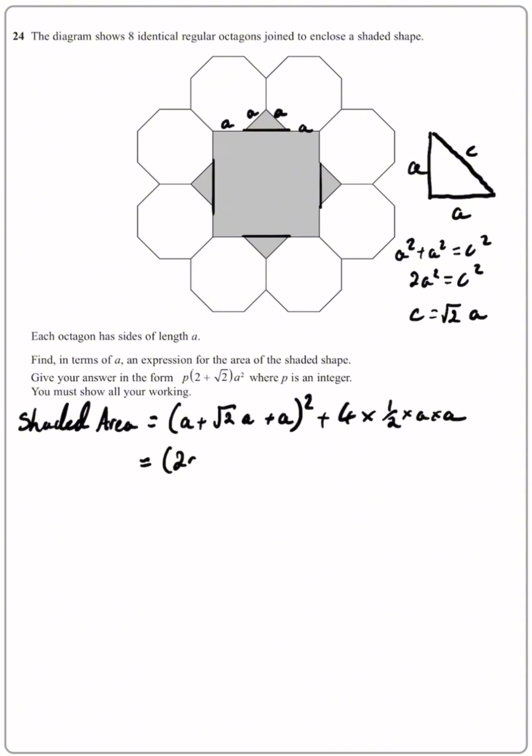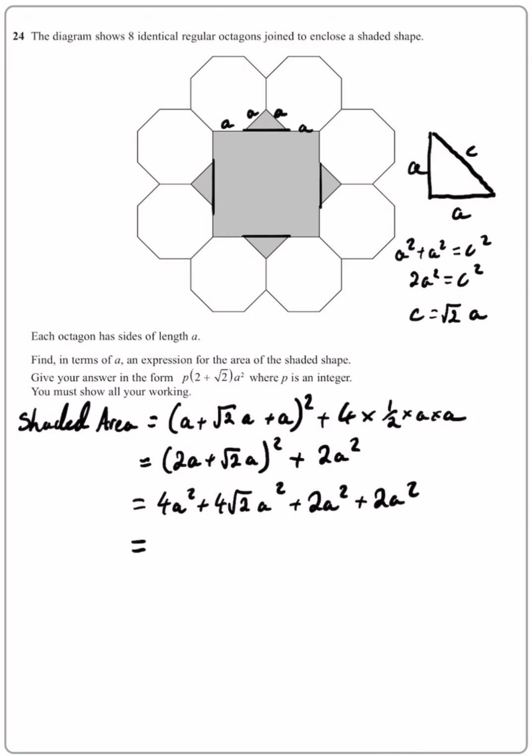I'm going to simplify the a plus root 2 a plus a by joining the a's together. So we get 2a plus root 2 lots of a, all squared. 4 times a half times a squared is 2a squared. Then to expand out the brackets, 2a times 2a is 4a squared. Then you're going to get 2a times root 2 a is 2 root 2 a squared, and there's going to be 2 lots of those. So it's going to be 4 lots of root 2 a squared, plus the 2a squared from root 2 a times root 2 a, plus the 2a squared at the very end.